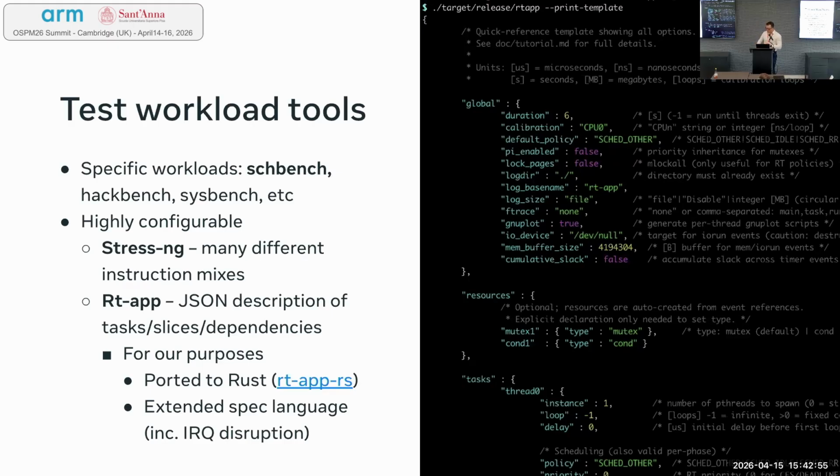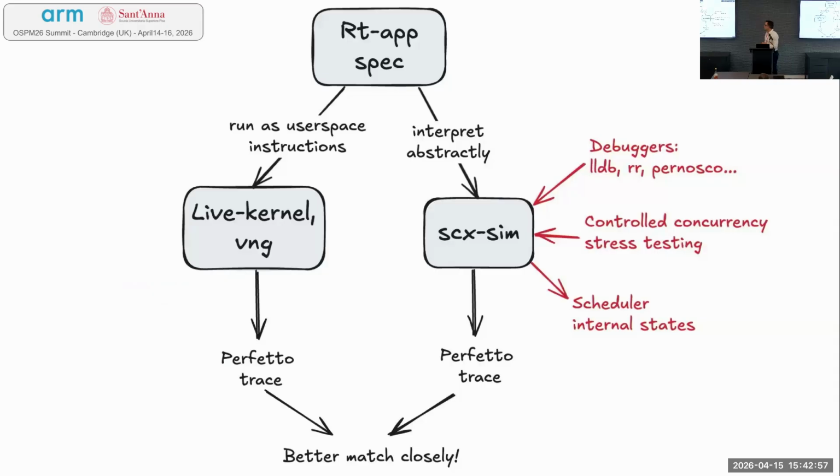And in my case, we import these into the simulator. We should be able to take a single RTApp spec and then either reify it as real instructions, which is what RTApp is: an interpreter that takes in a JSON spec and transforms it into an instruction stream that appears on the CPU. We can do that and run it inside a VM, for example, or we can interpret it abstractly in the simulator. And I'll talk about the architecture of this in a second.